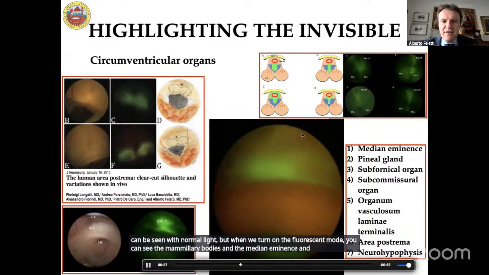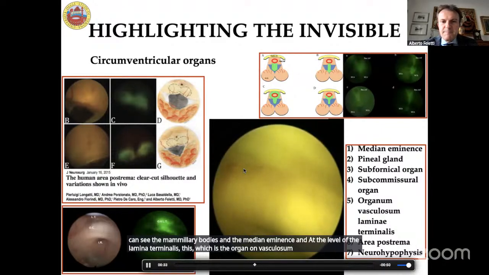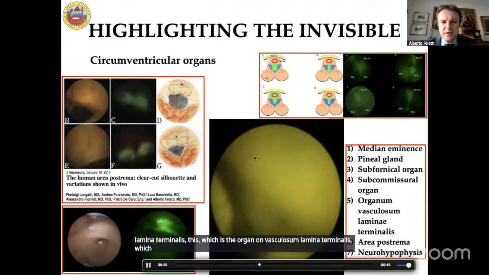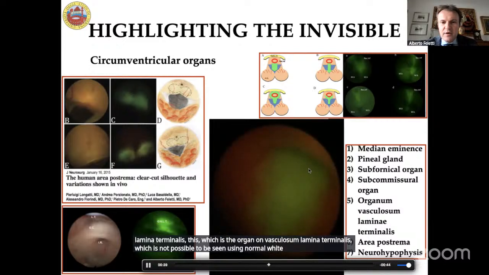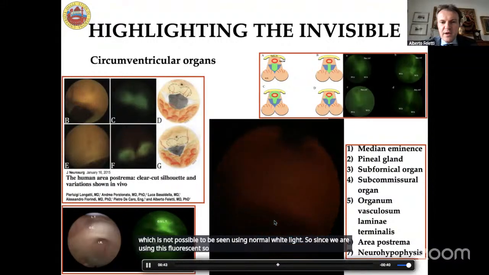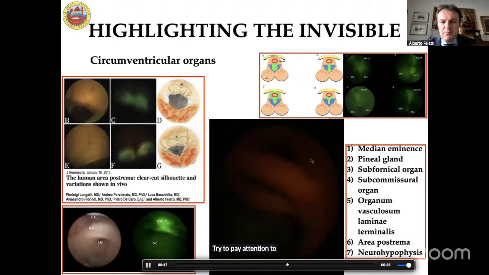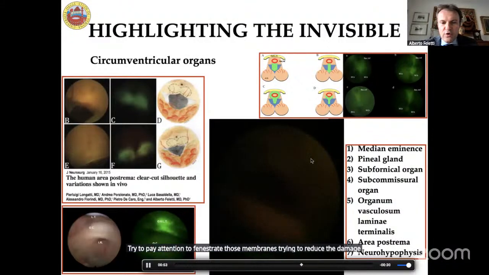And at the level of the lamina terminalis, this, which is the organum vasculosum lamina terminalis, is not possible to be seen using normal white light. So since we are using this fluorescein sodium mode, we are trying to pay attention when fenestrating those membranes, trying to reduce the damage to these circumventricular organs.